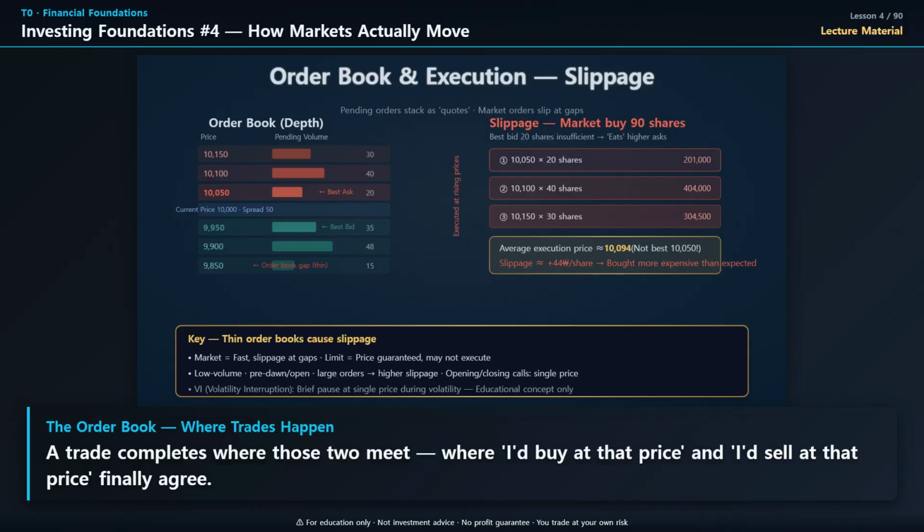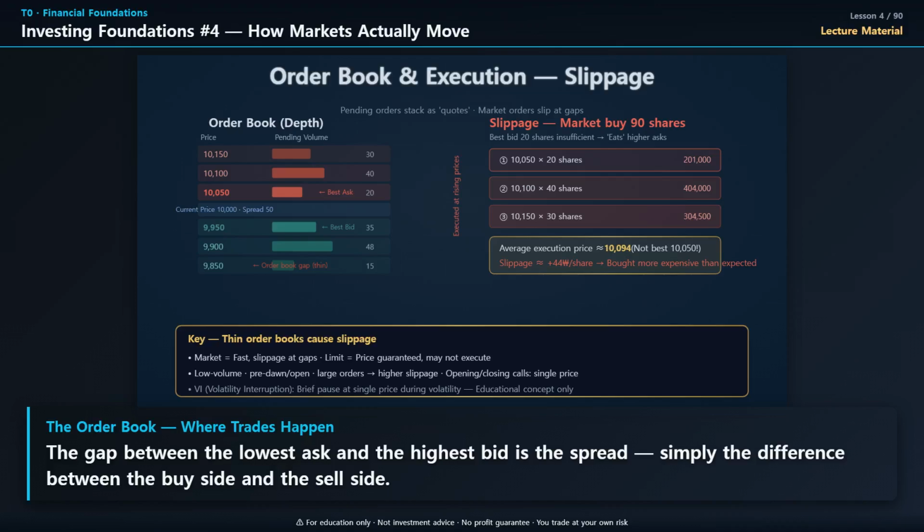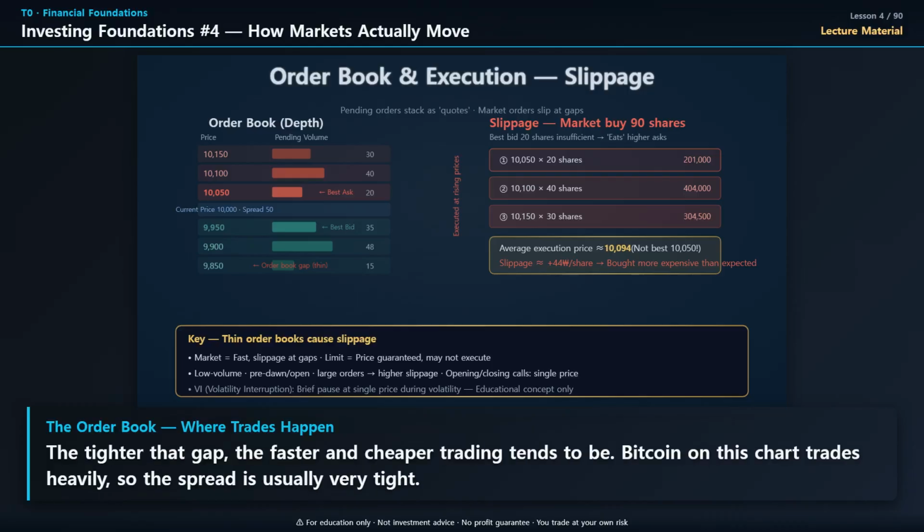A trade completes where those two meet, where I'd buy at that price and I'd sell at that price finally agree. The gap between the lowest ask and the highest bid is the spread, simply the difference between the buy side and the sell side. The tighter that gap, the faster and cheaper trading tends to be. Bitcoin on this chart trades heavily, so the spread is usually very tight.